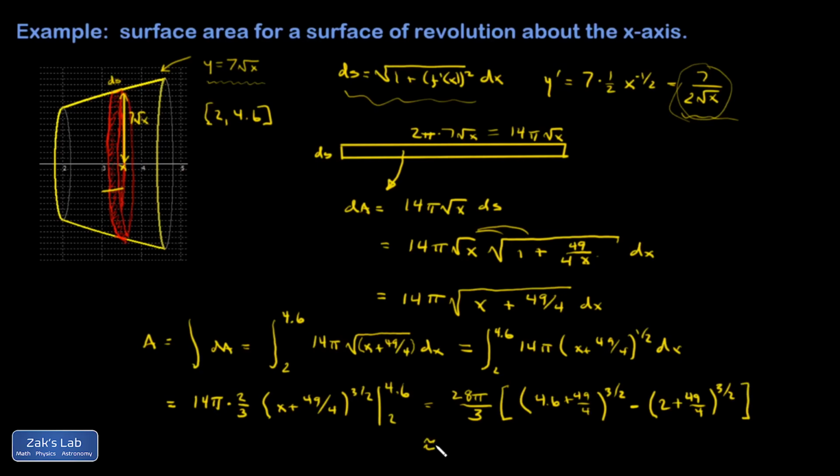And when I did this, I got approximately 128. Oh, excuse me. I should redo it. I was remembering a different calculation. So excuse me while I type for a while. So I have 4.6 plus 49/4, 3 halves, and then minus. Right, so I got 450.8 approximately.